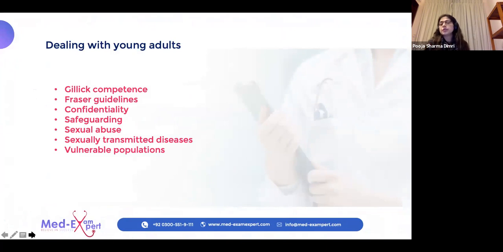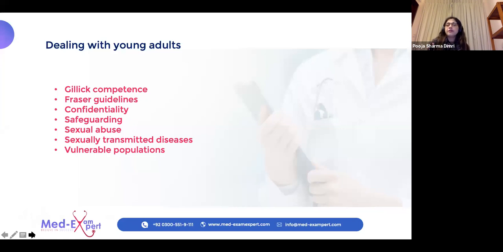The other concepts in dealing with young adults are the Gillick competence. It took me some time when I was reading about it, it took me some time to understand these concepts, and I'm sure it will take time for you to understand as well. For these, you need to read about it and then think what they're trying to say.